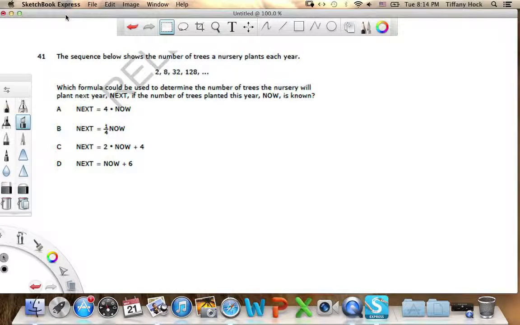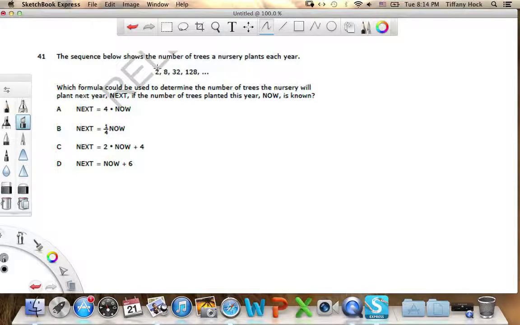Alright, number 41 says the sequence below shows the number of trees a nursery plants each year. So they start with 2, next year they plant 8, next year they plant 32, next year they plant 128. Question is, which formula could be used to determine the number of trees the nursery will plant next year, if the number of trees planted this year, now, is known? So this is basically just asking us to find a now next equation.